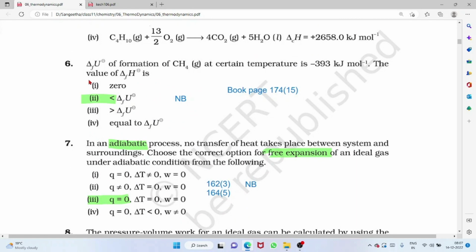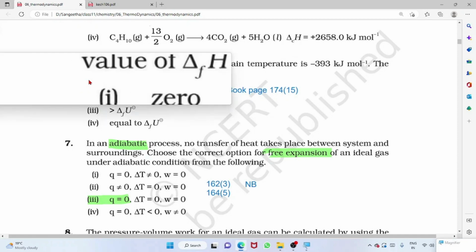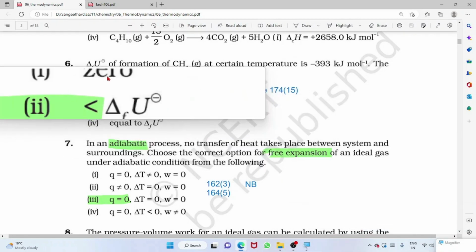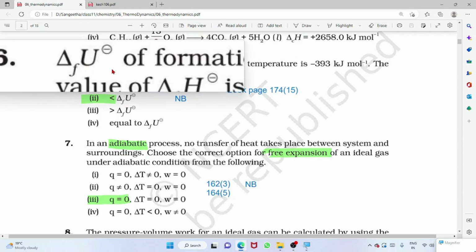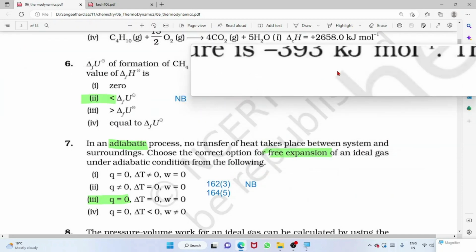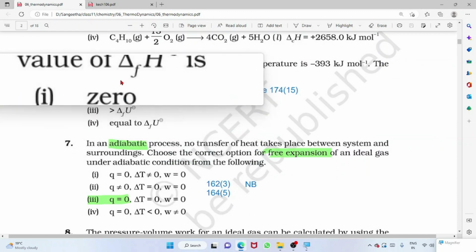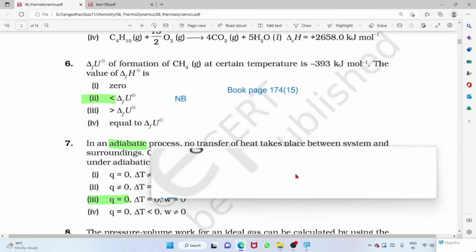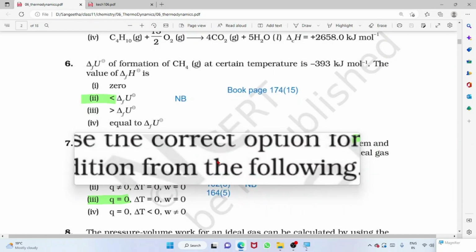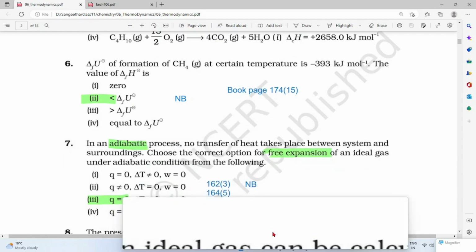This is formation of the CH4. At certain temperature, this is the internal energy in kilojoules per mole. The value of the enthalpy of formation is asked. Question number 6.